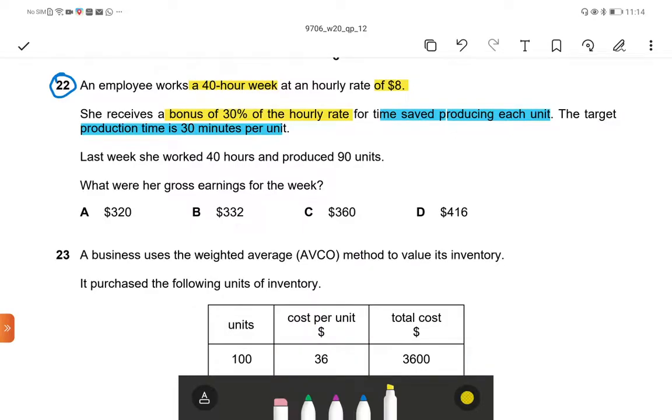Last week, she worked 40 hours and produced 90 units. What were her gross earnings? The question is to calculate gross earnings for the week. So let's do the problem. The first thing: how many hours and how many units did she produce? It means they are given 40 hours she has taken to produce 90 units.